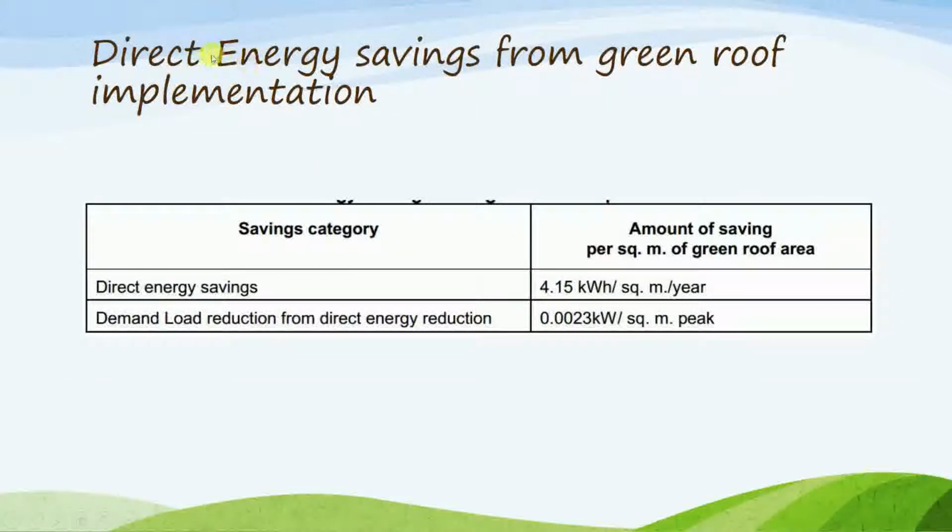And direct energy savings from green roof implementation. So direct energy savings, it saves 4.15 kilowatt hour per square kilometer per year. So it's a good amount of energy. And demand load reduction from direct energy reduction is 0.0023 kilowatt per square meter peak.